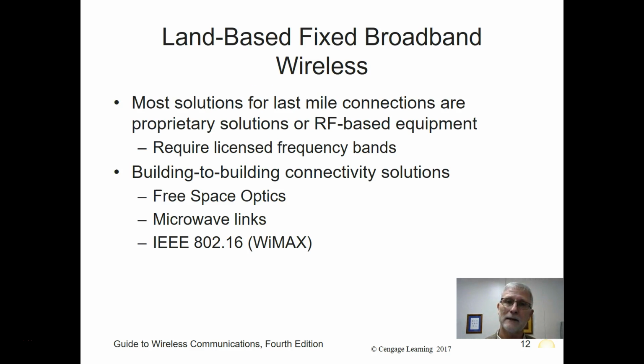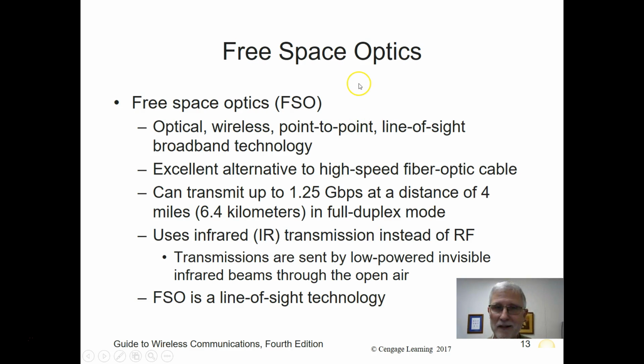Now, landline fixed broadband wireless is definitely a good solution for last mile. It requires some proprietary solutions and a certain frequency plan, and for building to building location, you've got a couple of different options. You can go point to point microwave. You can use 802.16 WiMAX. You can use free space optics, which is, hey, what happens in free space? Now, basically, okay, what is free space optics?